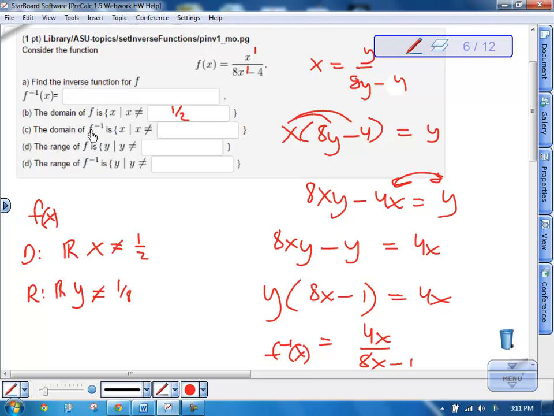When we take the inverse, we switch the domain and range. So this range becomes the domain. This would be 1/8. The range of the original function was everything but 1/8, and then the range of the inverse is now the domain, so that'd be 1/2. So keep in mind that our function and its inverse, the domain and range are just switched.